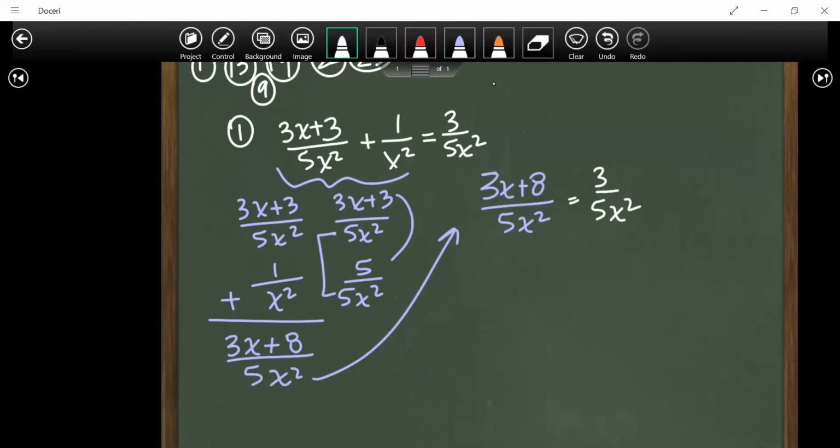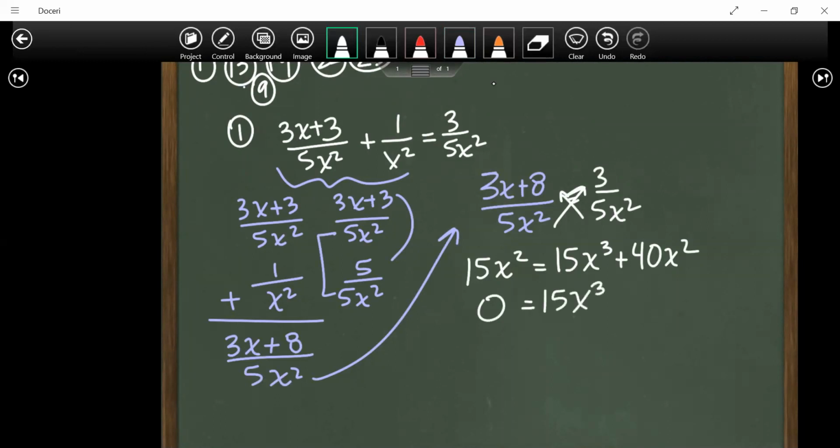Now with this here, what's probably the easiest way to solve this out? Cross multiply, by all means. Cross multiply on these. We're going to get 15x squared is equal to, I'm just going to distribute this already, 15x cubed plus 40x squared. I'm going to bring everything to one side. So I'm going to subtract out 15x squared to both sides. 15 minus 40 is what? What is it? 25?